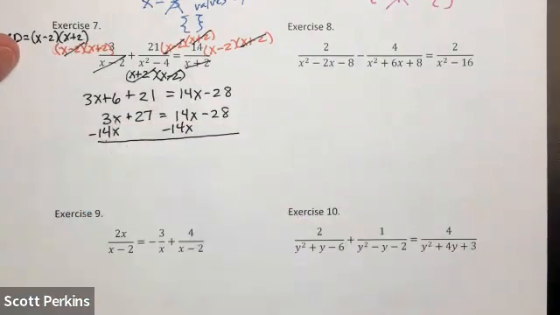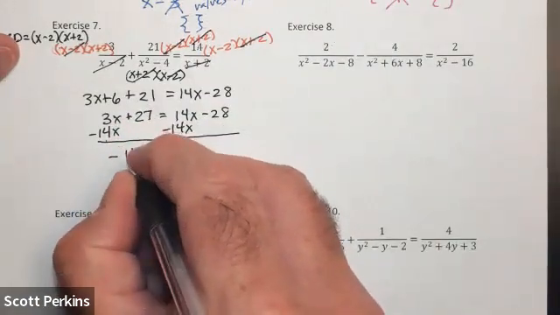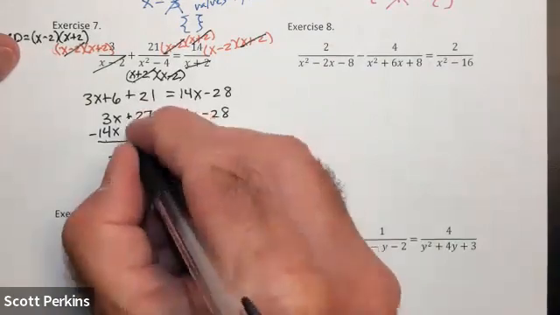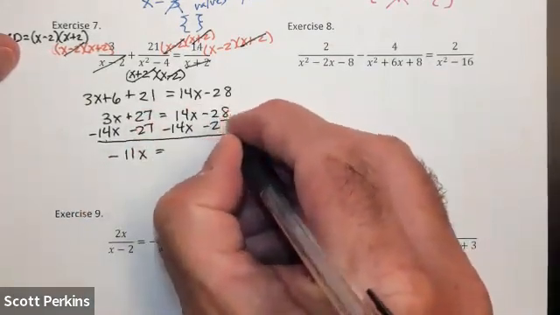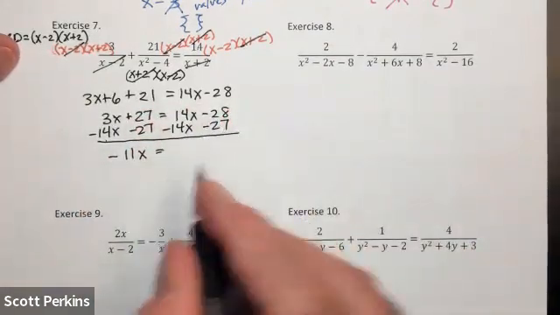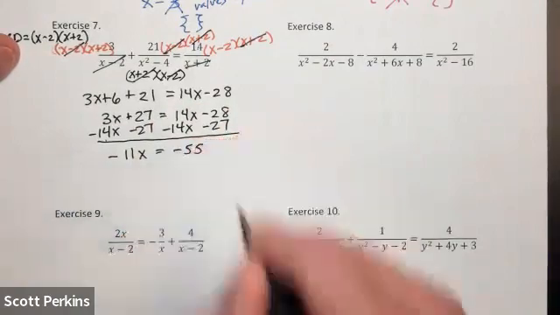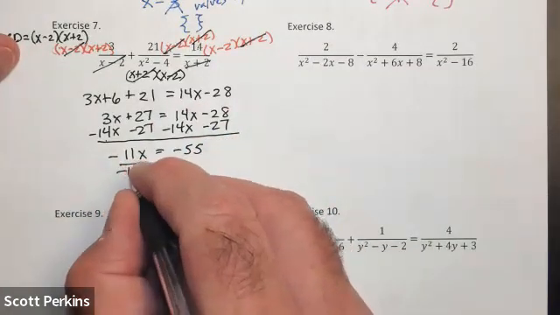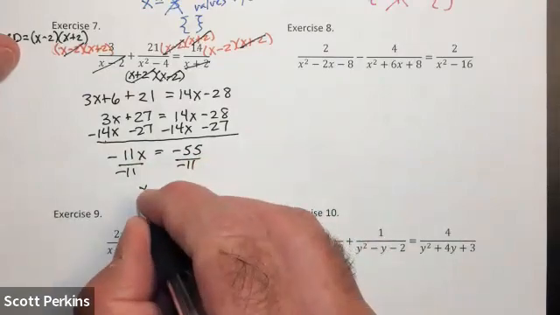So 3x minus 14x, my calculator tells me that's negative 11. I'm going to subtract the 27. Negative 28 and negative 27, that is negative 55. And when I divide by negative 11, x is equal to 5.